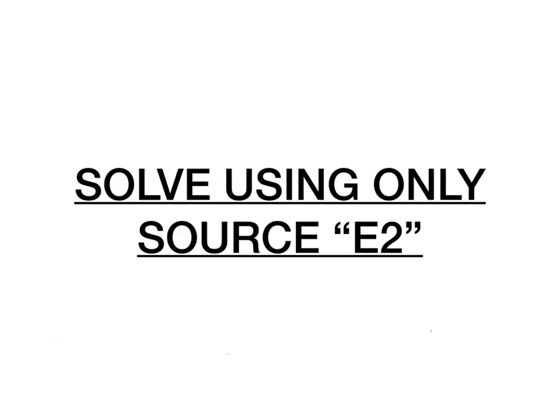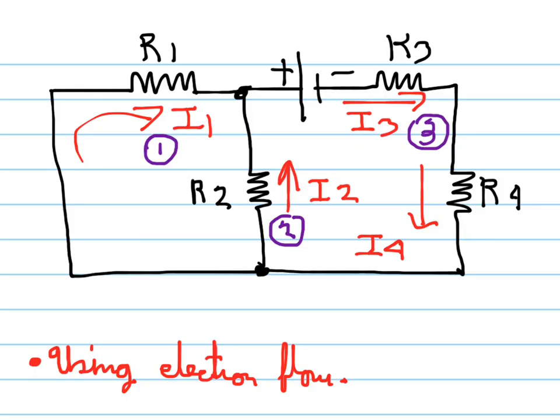So we're going to solve the circuit using source E2. You can start with E1, it doesn't make any difference whatsoever. First of all, I've decided to use electron flow, and you could easily use conventional flow if you prefer. The important thing is that if you start with electron flow, you finish the whole problem with electron flow, or if you start with conventional, you finish the whole thing with conventional.